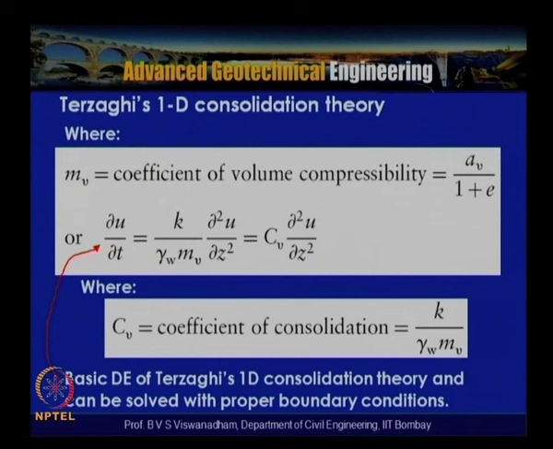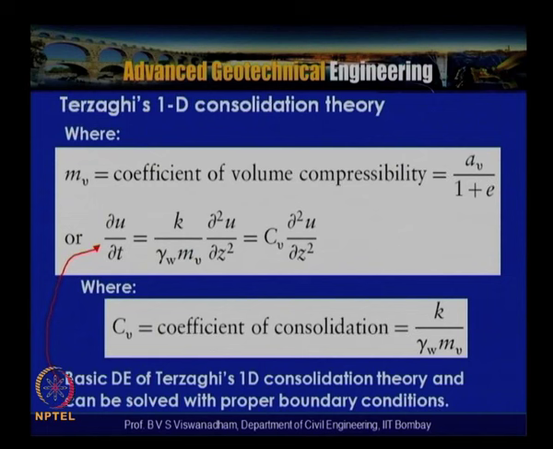So this particular equation, ∂u/∂t is equal to cv into ∂²u/∂z², is the basic differential equation of Terzaghi's one dimensional consolidation theory, and it can be solved with proper boundary conditions. That means we have to see whether the layer is open at the bottom or at the top, and what is the variation of the pore water pressure. So for different variations of the pore water pressure within the soil, this can be solved.